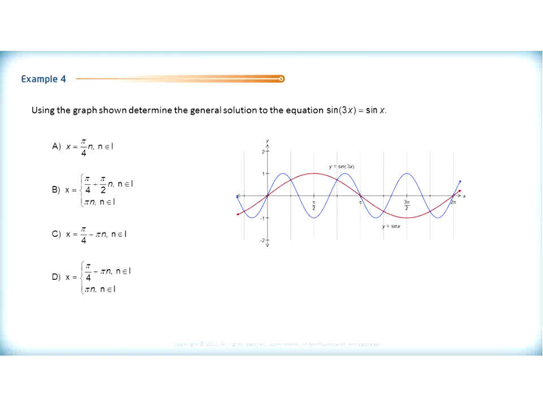Again, you may want to pause the recording and try this one on your own. Using the graph shown, determine the general solution to the equation sine 3x equals sine x. You will see that I've graphed sine 3x in blue, and I've graphed y equals sine x in red. And we're looking for the general solution this time for that equation. Notice this time it's the general solution.